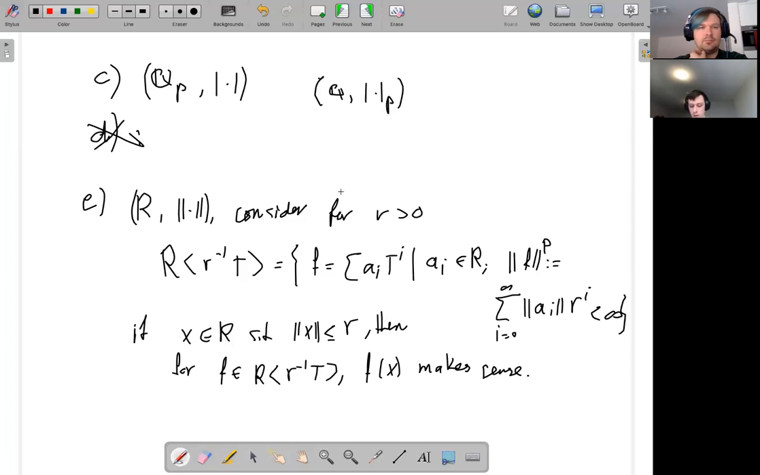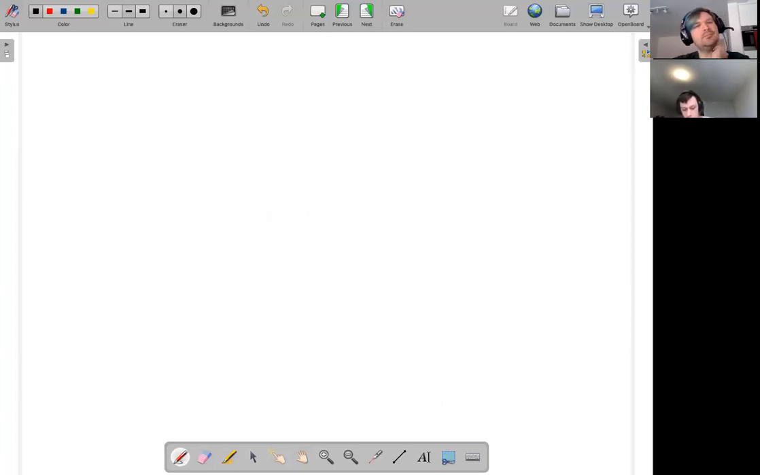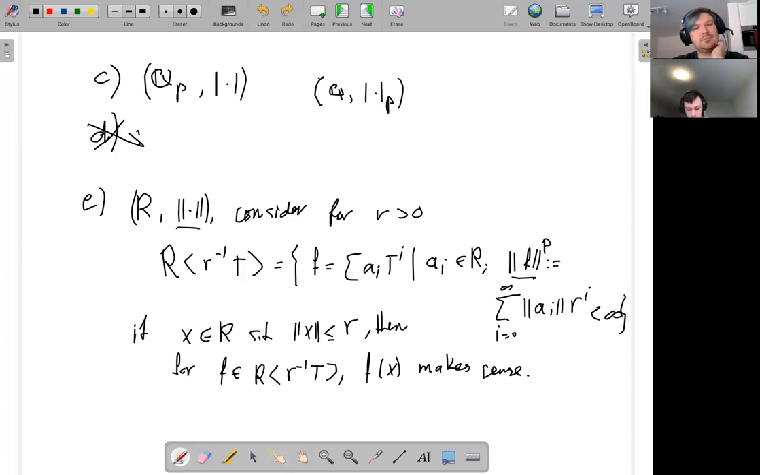I'm sorry, what does P stand for in the norm of f? There are two things with the same symbol, so I just put the P there, but it's bad notation. Forget about the P, I just made it up on the spot. I just want to distinguish the norm on the ring R from this norm.